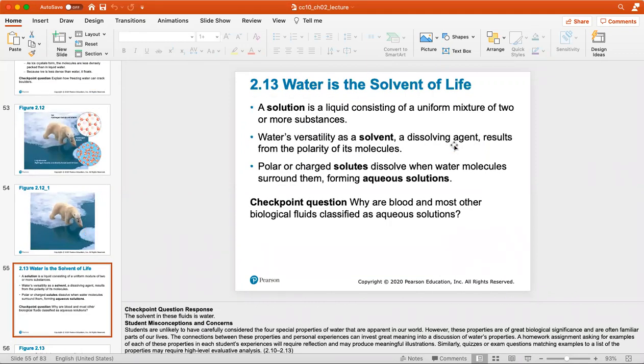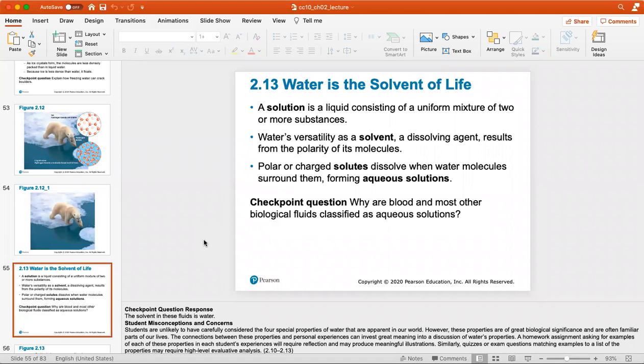Water is also what we call the solvent of life, meaning many things can be dissolved in water. The word solution refers to a liquid consisting of a uniform mixture of two or more substances. Water's versatility as a solvent, meaning it can dissolve a lot, results from the polarity of its molecules. Polar or charged solutes will dissolve when water molecules surround them, forming an aqueous solution. Why are blood and most other biological fluids classified as aqueous solutions? Because solutes dissolve within them.